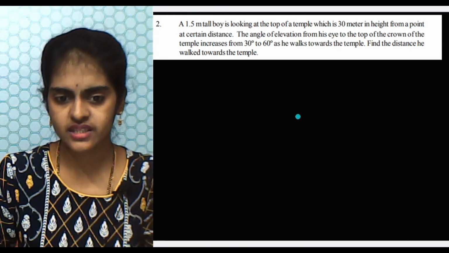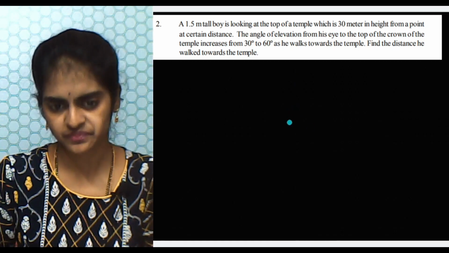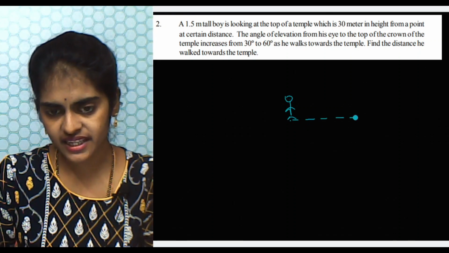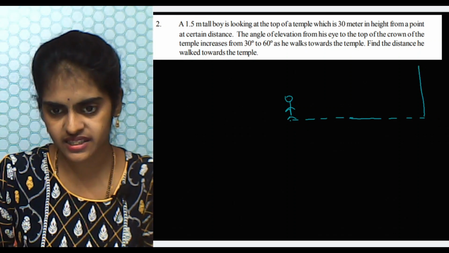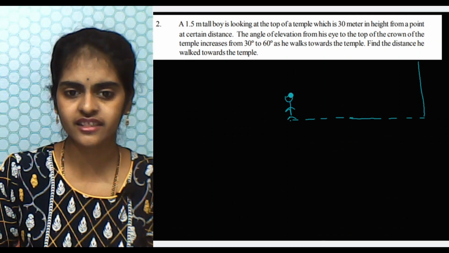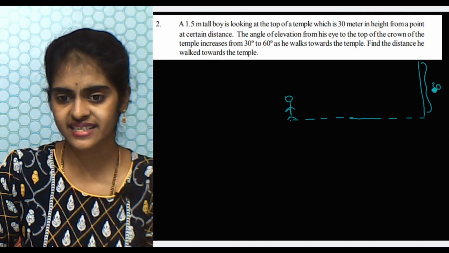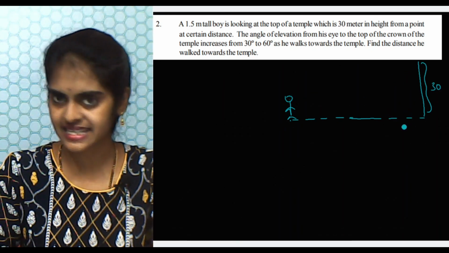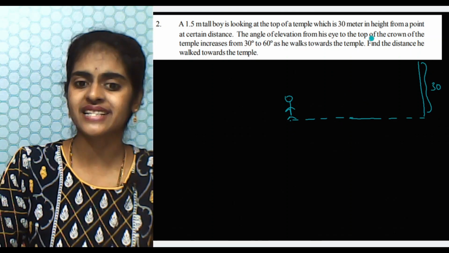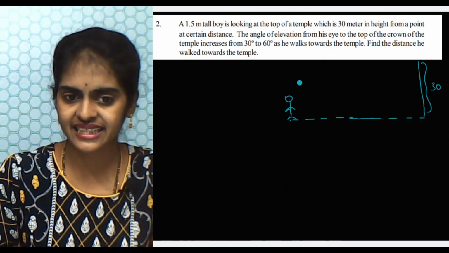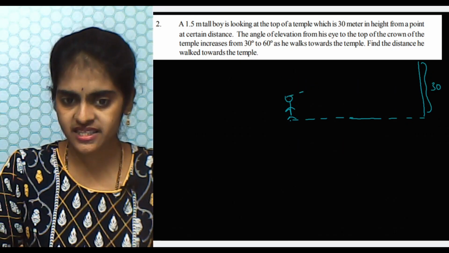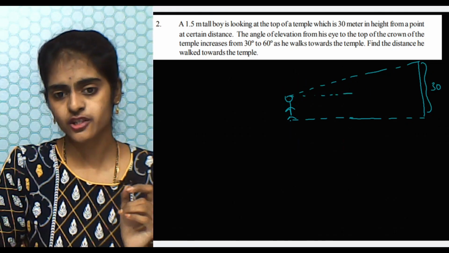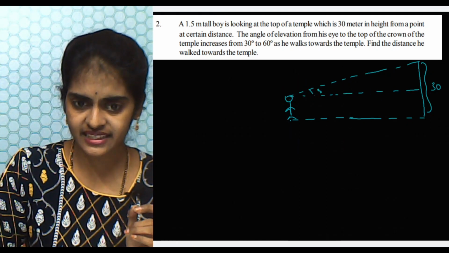Okay, so suppose this is the point where the boy is standing. So this boy, let us take this is the boy. Okay, this boy is at a distance from the temple. Suppose this is a temple. This boy is seeing the top of a temple. The temple height is how much? It is 30 meters. Okay, so this is 30 meters. The boy is seeing the top of a temple from this distance. The angle of elevation from his eye to the crown of the temple increases from 30 to 60. That means when he is here, it was 30 degrees. Now always I told you that you will take it with reference to a horizontal line. So this is 30 degrees.